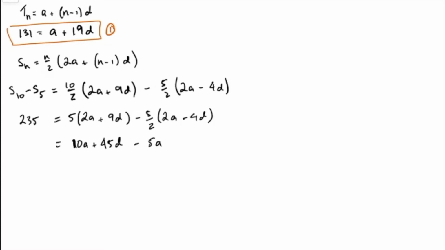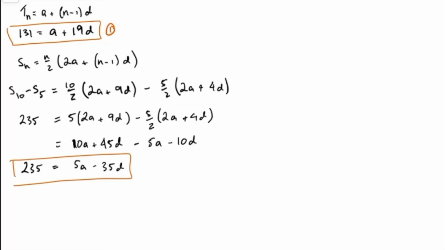And then 5 over 2 times 4, well that's going to be 10. Alright, so then this, because that should be a plus there, sorry about that. So now we should have minus 10d in there because we have a minus times a plus. Simplify that all out. 235 hasn't changed. 10a minus 5a, well that is going to be 5a. And 45d minus 10d, well that'll be 35d. So here's our next equation.